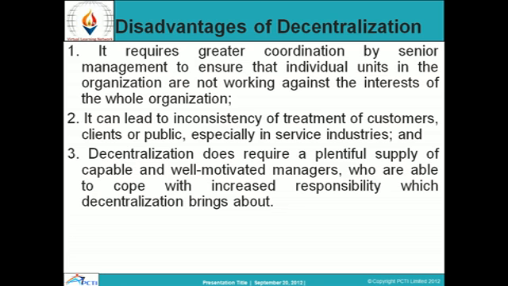Decentralization also requires a plentiful supply of capable and well motivated managers who are able to cope with the increased responsibility which decentralization brings about. So the lack of such well defined, well motivated managers can lead to disaster.